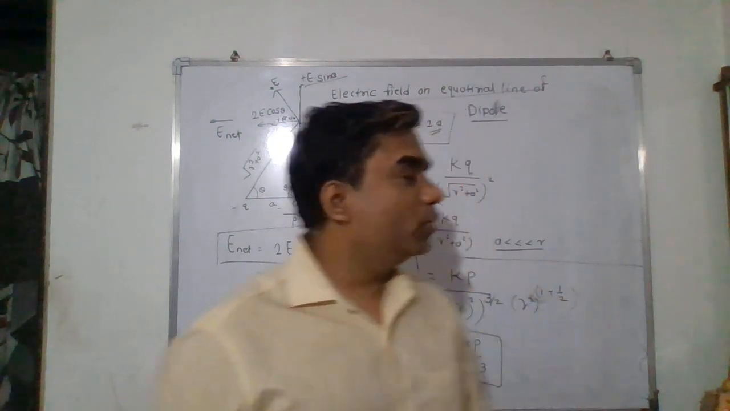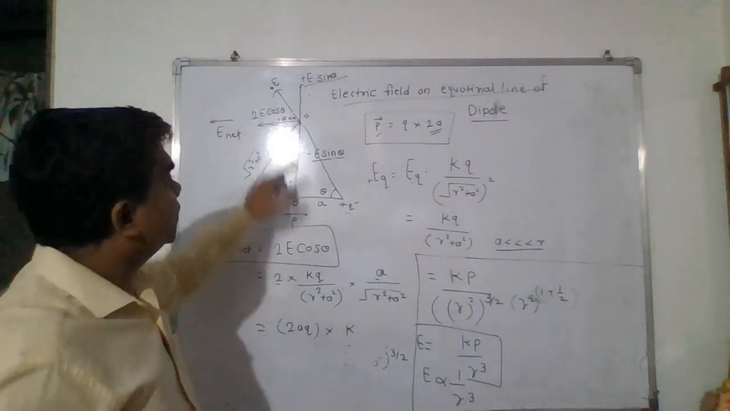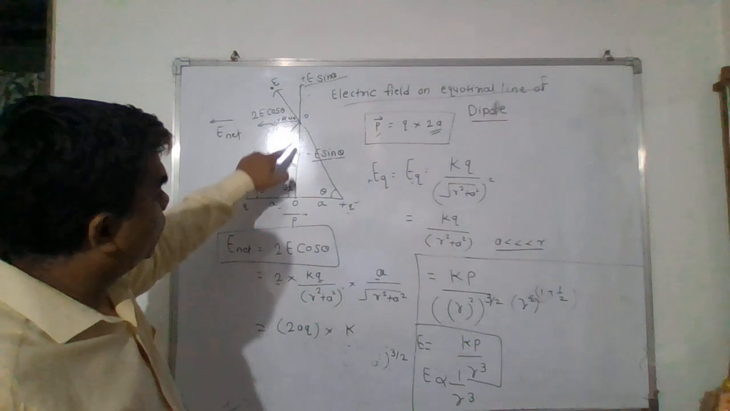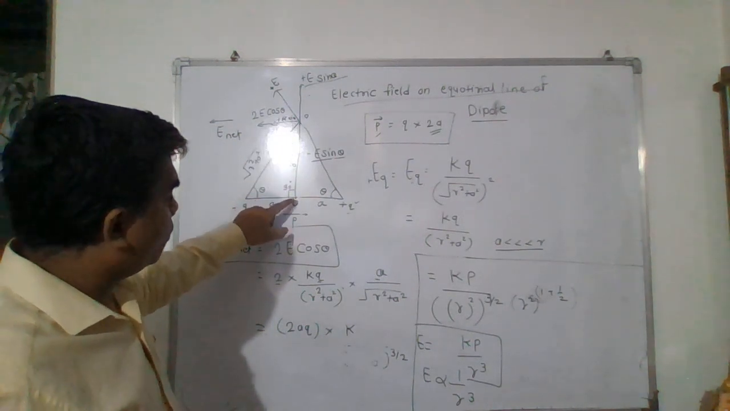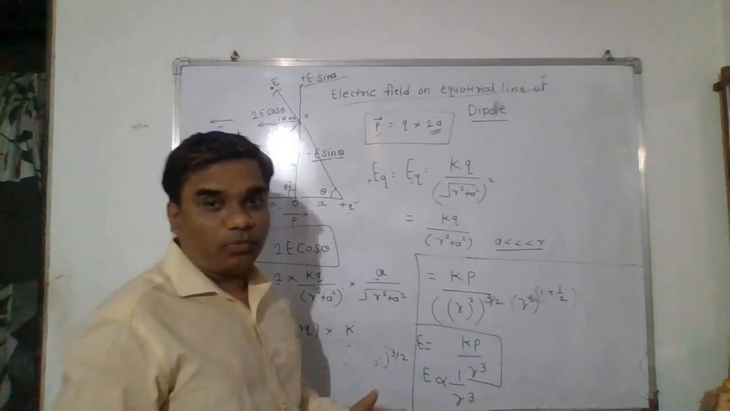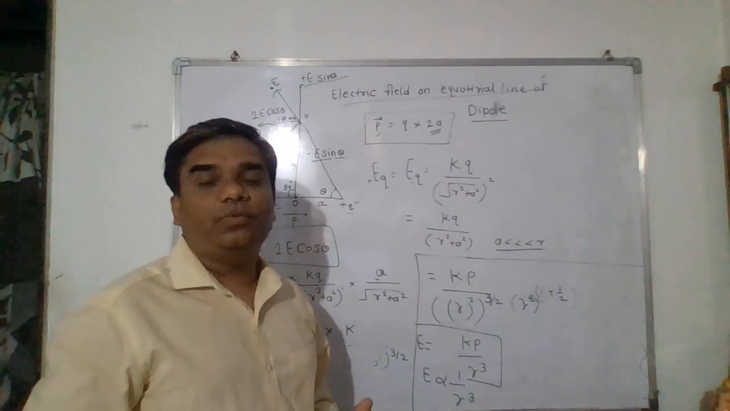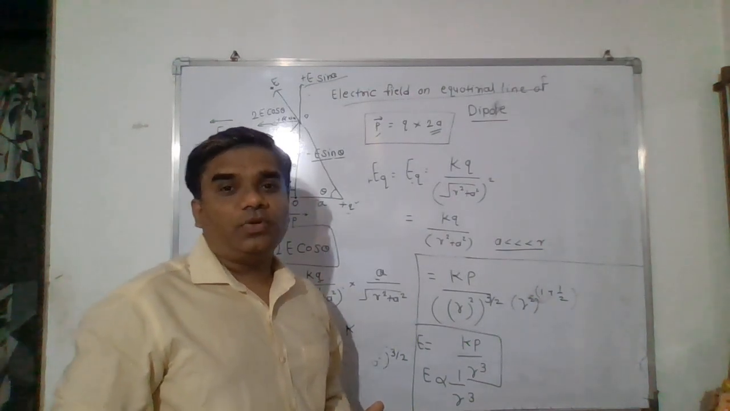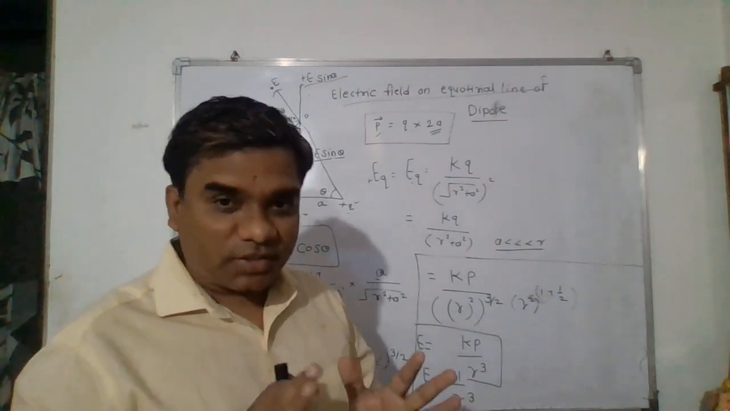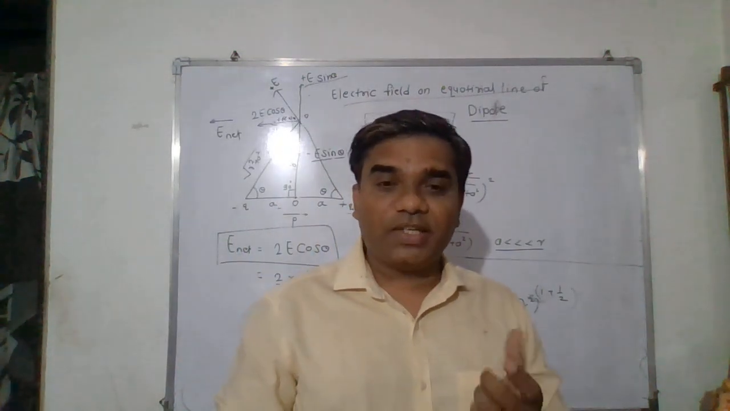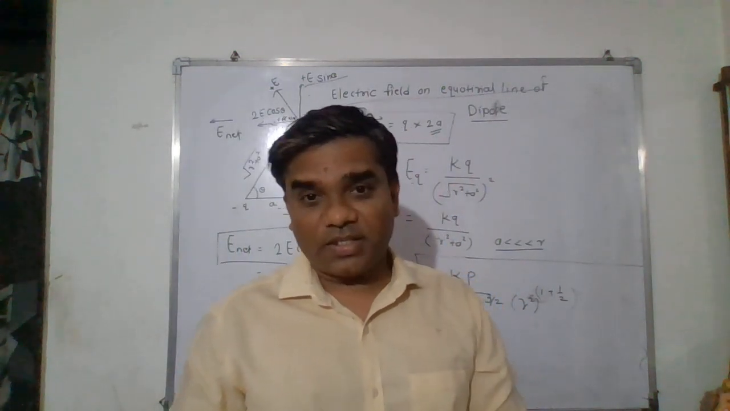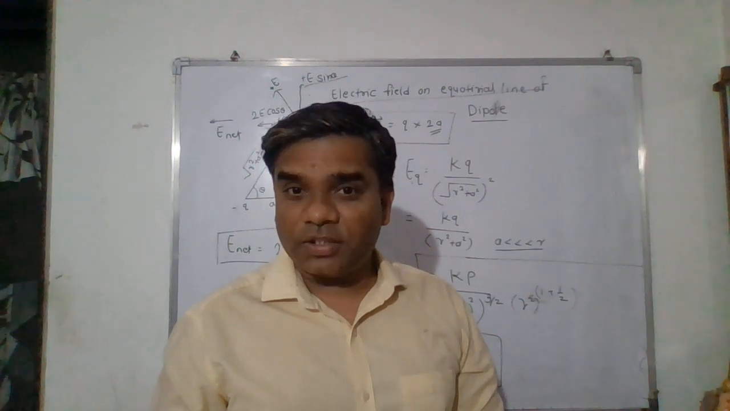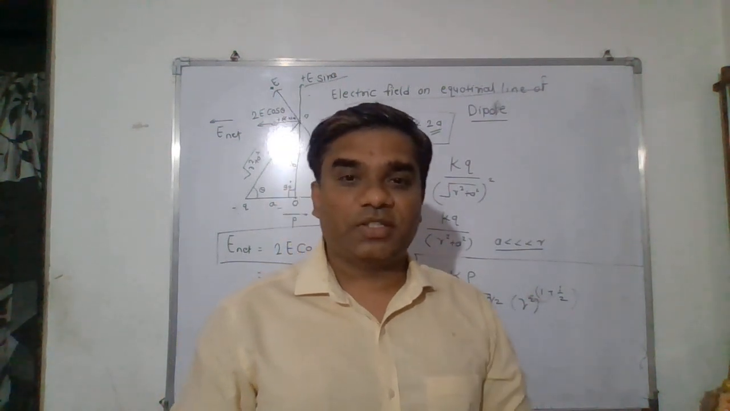Today we are going to learn a topic: electrical field on the equatorial axis of an electrical dipole. What is an electrical dipole here? An electrical dipole is actually a system which includes equal and opposite charges separated by a small distance.